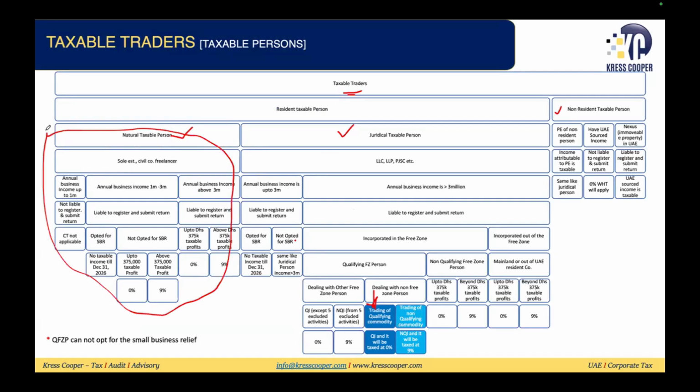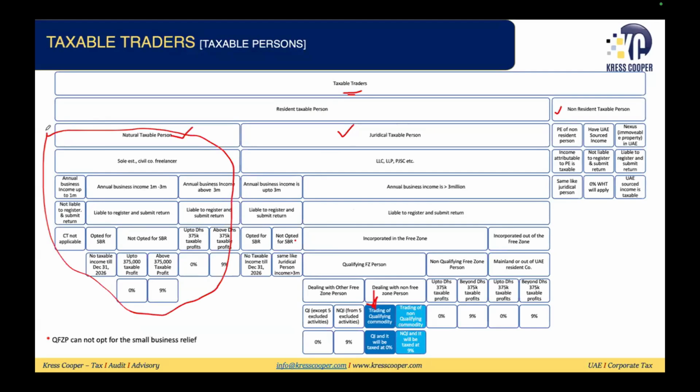Up to 1 million is exempt; from 1 to 3 million, they can go for the small business relief; more than 3 million, they will be subject to tax. Up to 375,000, 0% tax. Beyond that, 9% tax. Now the question is the juridical person.